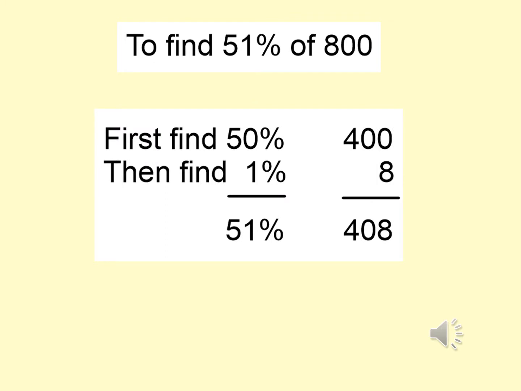And we can build up other percentages in the same way. So for instance, if we want to find 51% of 800, we'd first of all find 50%, which is half, 400, and then we find 1%, which is 8, because 800 divided by 100 is 8. So 50% add 1%, 51%, 400 add 8 is 408. So 51% is 408.